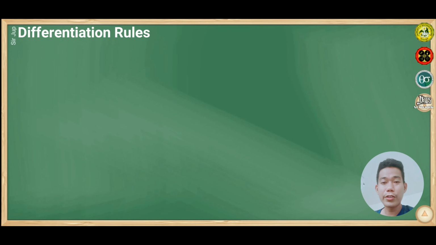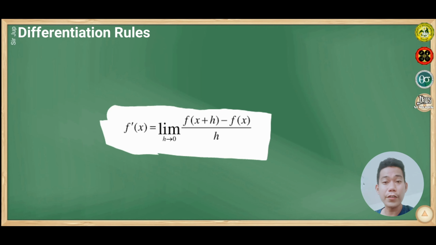So ngayon pag-uusapan natin ang mga differentiation rules. Okay, so if you recall yung definition ng derivative of a function, so if you have a function f of x, then f prime of x, which is the derivative of x, is equal to the limit of f of x plus h minus f of x, all over h as h approaches 0.